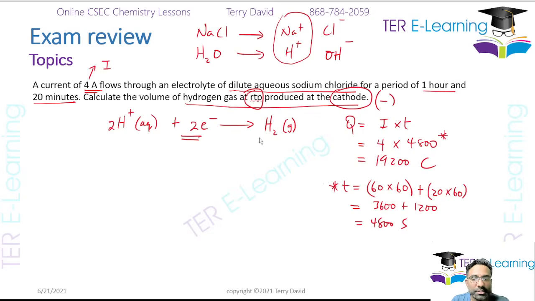You have 2 moles of electrons producing 1 mole of hydrogen gas. Now, there are certain pieces of information that are required. When we're talking about RTP, room temperature and pressure, 1 mole of a gas at RTP is 24 dm cube. CXC has to give you this in the question, right?